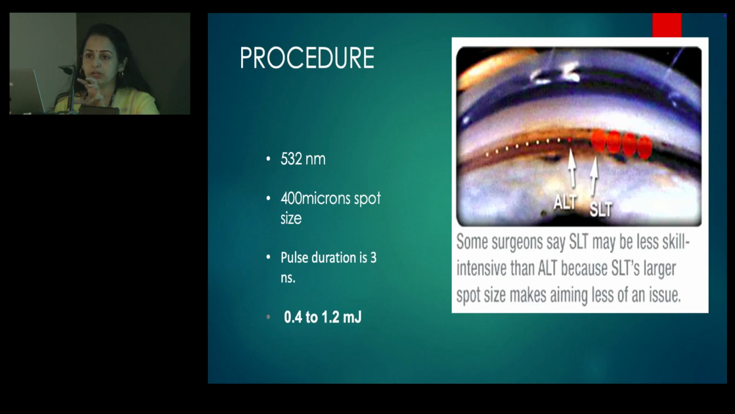We give the spots in a continuous way. The pulse duration is 3 nanoseconds, so the thermal relaxation time of the tissue is more than this, and there won't be any burns at the area. Then the energy is 0.4 to 1.2 millijoules. In my experience, within 0.6 to 1.4 itself, we see champagne bubbles. Unlike in iridotomy, where we see what is happening, here there won't be any visible change. The only visible change we see is bubbles coming. That is called the champagne bubble appearance.